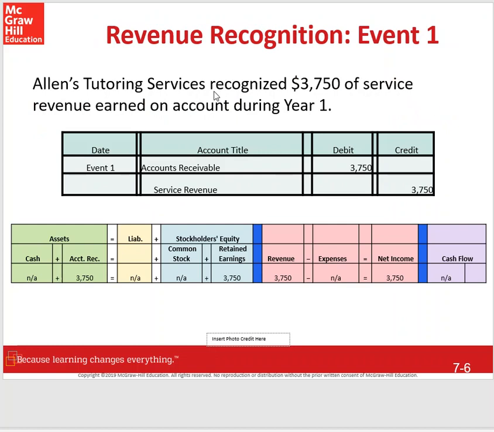So Allen's Tutoring Services recognized $3,750 of service revenue on account in year 1. Given that, we're going to be debiting accounts receivable and crediting service revenue. So we see our accounts receivable going up, we see that revenue goes up, bringing up our net income and therefore bringing up retained earnings. So both sides of the accounting equation are increasing. And of course, no cash flow yet because we didn't collect anything from our customers.